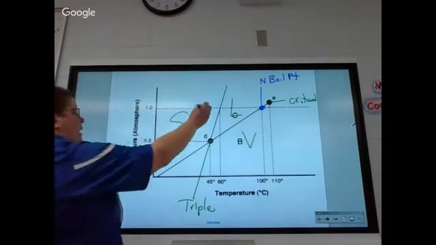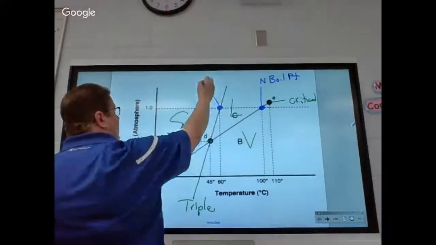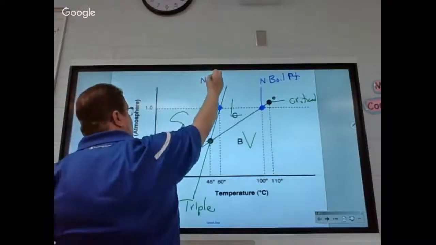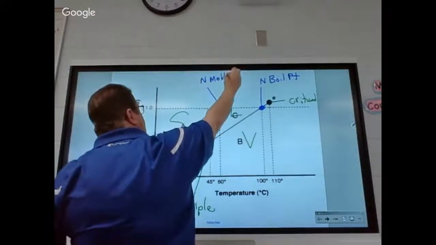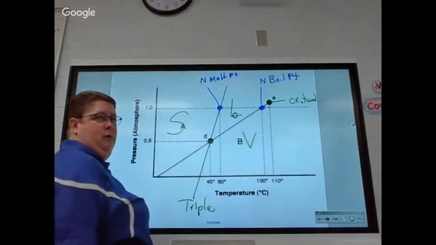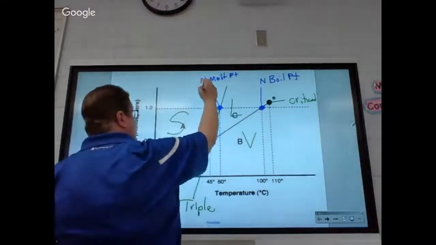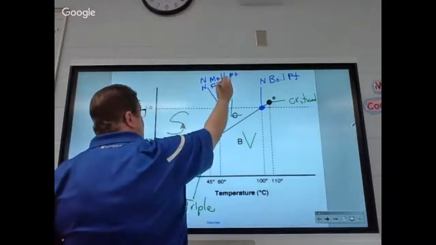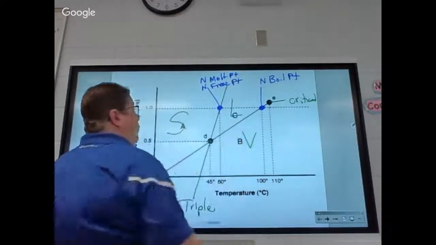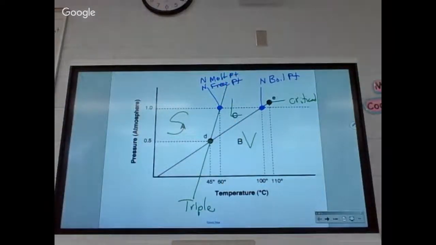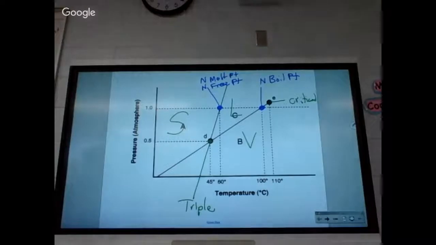Yes. So right here where we cross the solid-liquid line, that would be your normal melting point. And what's the opposite of the melting point? Freezing point. So that'll be your normal freezing point. They're the same point. Okay? That's always at 1 atmosphere. It's always at standard pressure because this one's in atmospheres. It'll always be at 1 atmosphere.